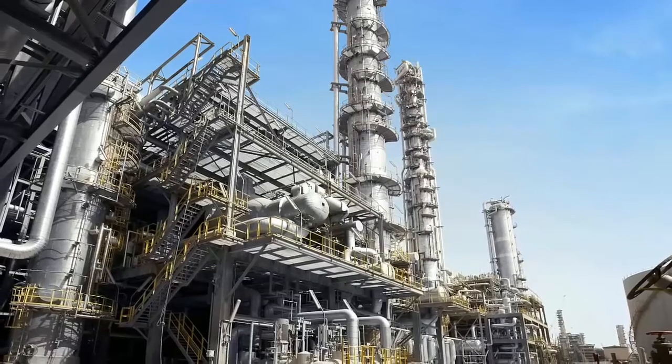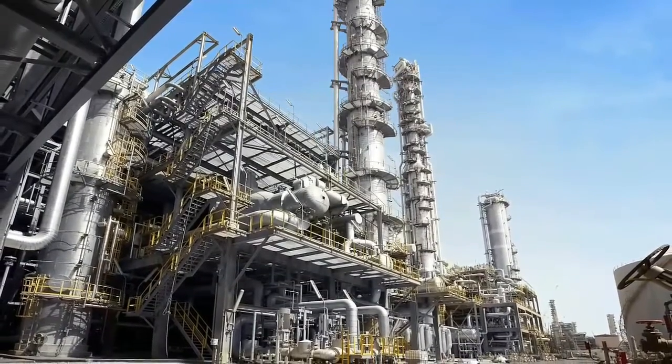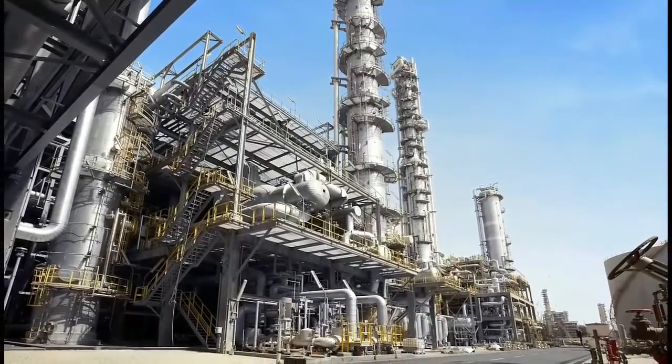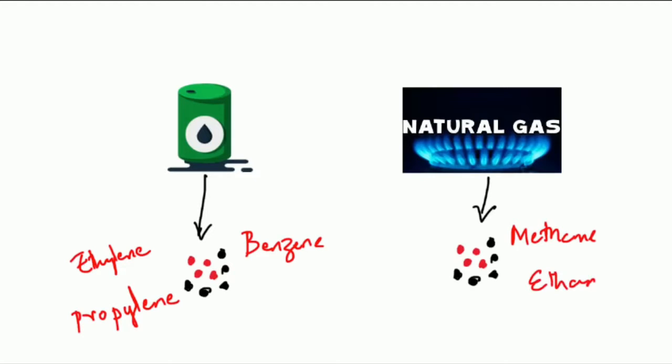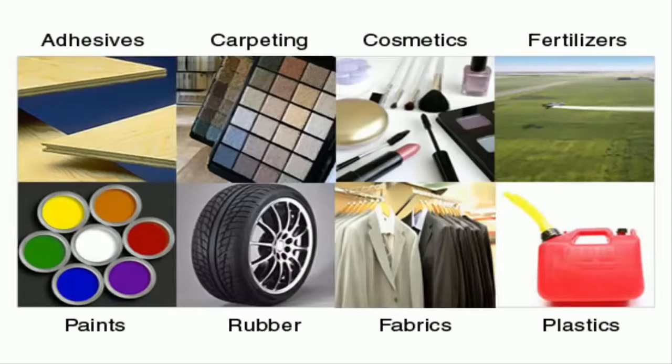Natural gas is used as a raw material in petrochemical industries, and petrochemical industries are those where chemicals derived from petroleum or natural gas are used in making products of fundamental human needs such as health, hygiene, housing, and food.